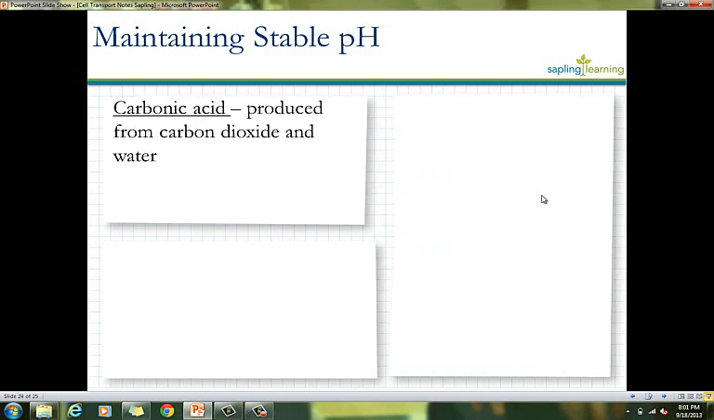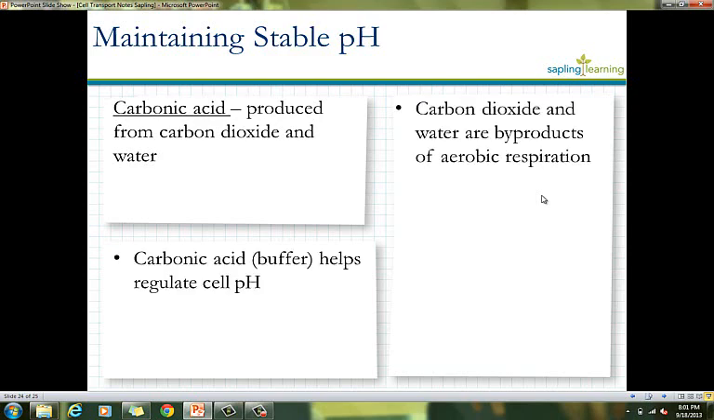A stable pH is necessary to ensure that chemical reactions vital to the cell's survival can occur. Carbonic acid is a buffer molecule that helps the cell maintain this stable pH. Carbonic acid is formed with a reaction of carbon dioxide and water. When we talk about cellular respiration, you'll learn that carbon dioxide and water are both byproducts of aerobic cellular respiration. And we need these to help maintain our pH. So this isn't a huge deal for you right now, but it will be for you later.